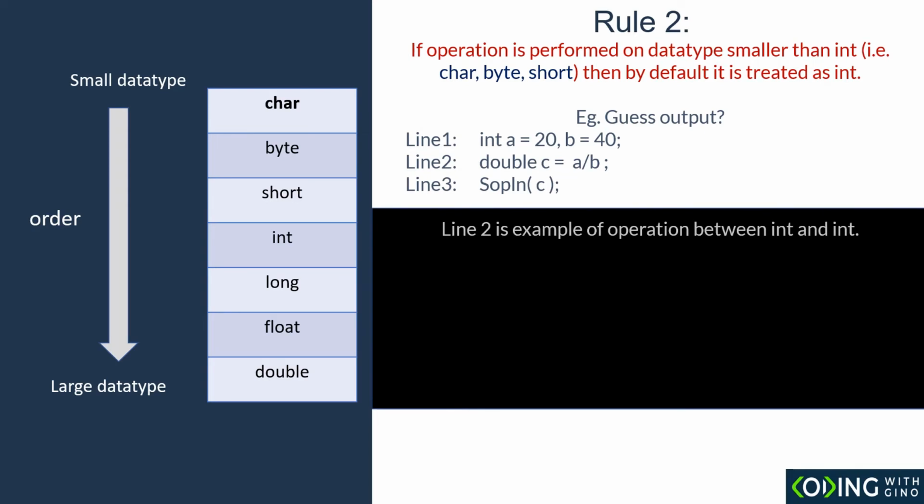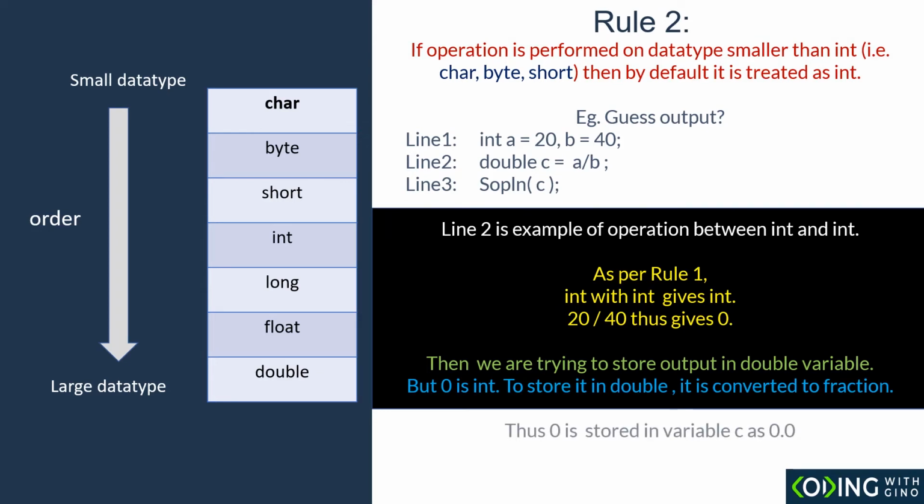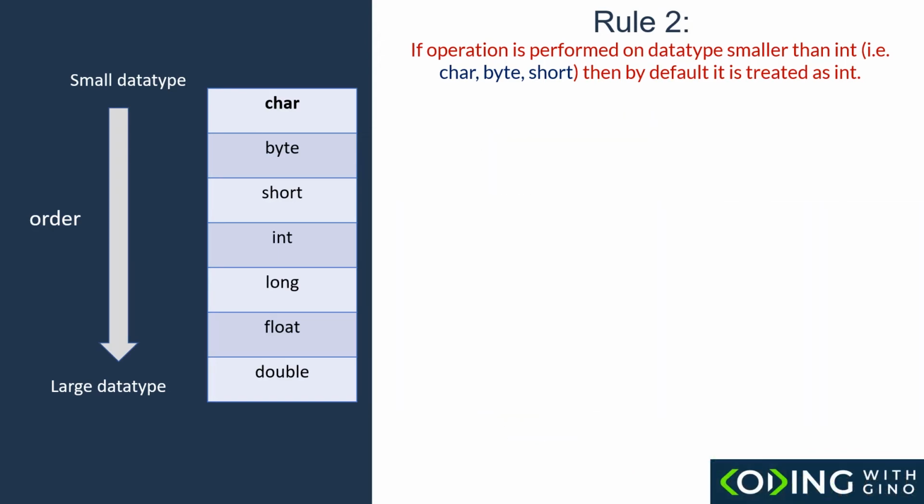On line 2, operation is between int and int. As per rule 1, int with int gives int. 20 by 40 thus gives 0. But as you can see, we are trying to store the output in double variable. 0 is an integer. To store it in double, it is converted to floating number by appending 0.0. Thus, 0 is stored in variable C as 0.0. And output is 0.0, not plain 0. Next. Would you be able to guess now?